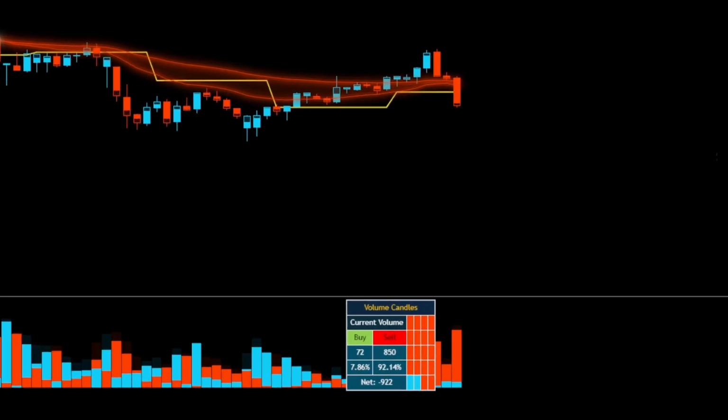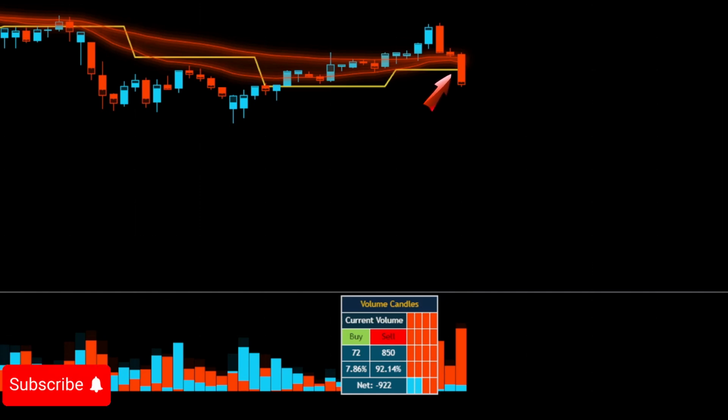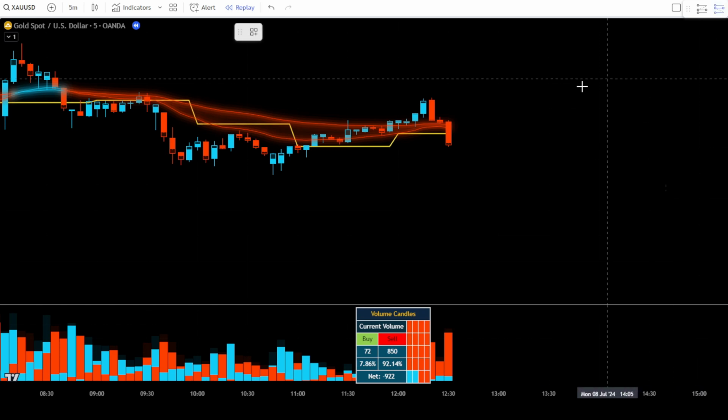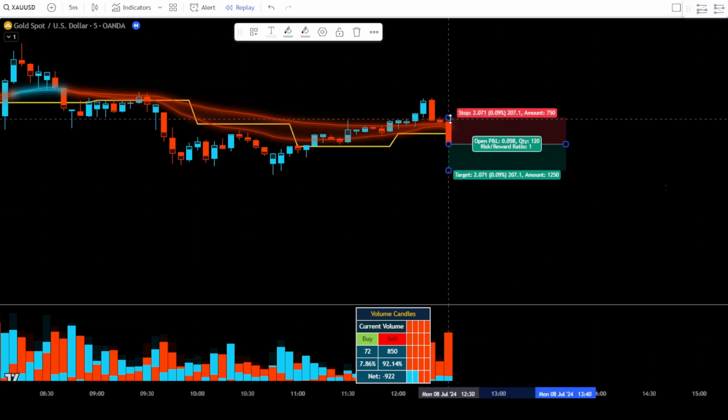How to place a sell order. If the price candlestick can break out below the breakout line, you need to confirm that it is a valid bearish breakout. Ensure that the EMA cloud shows a bearish trend signal. Ensure that the volume histogram bars are dominated by red. As confirmation, ensure that the volume candles data table shows the sell percentage dominating the buy percentage. If all conditions are met, you can place a sell order after the candlestick closes.